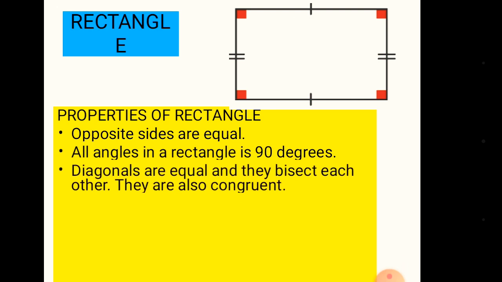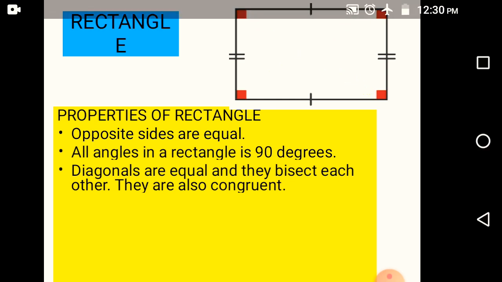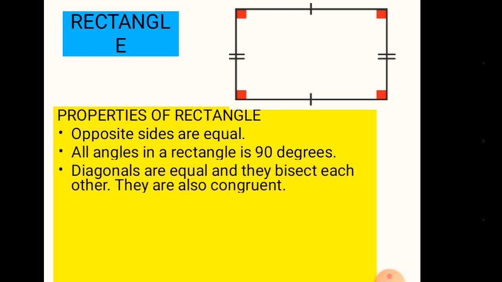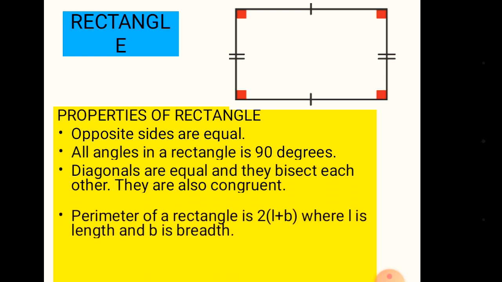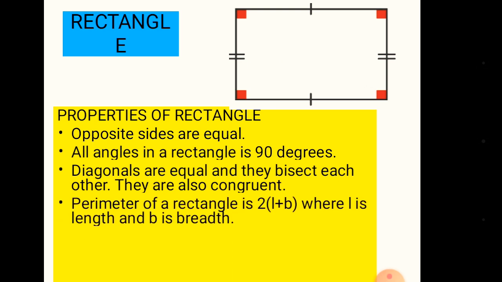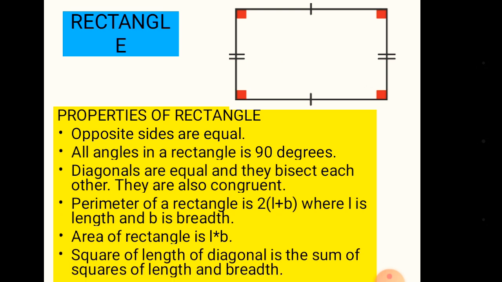Diagonals are equal. When you draw diagonals, these crossed lines between opposite vertices, the diagonals are always equal and they bisect each other. They are also congruent. Now the perimeter of a rectangle is 2 into L plus B, where L is length and B is breadth. Also the area of a rectangle is length multiplied by breadth, L into B. So this was about the properties of a rectangle.